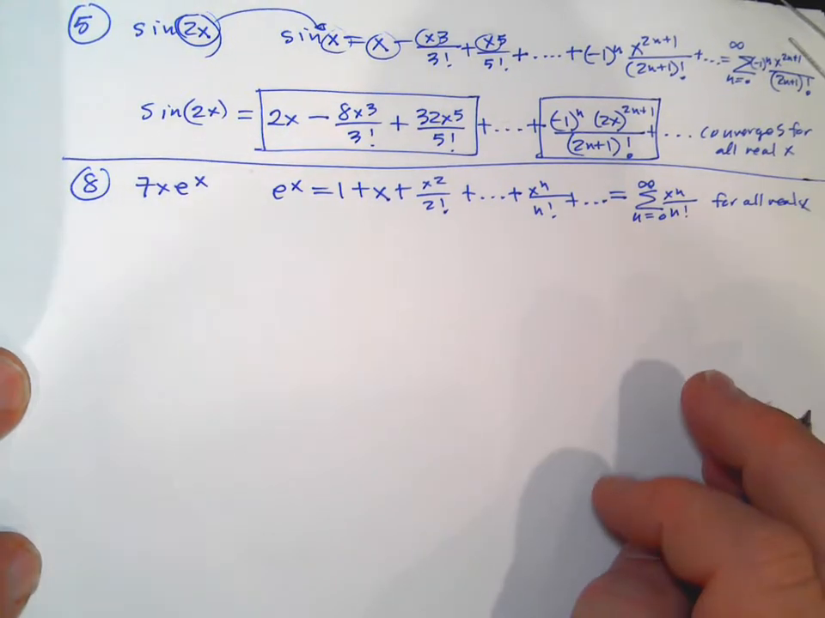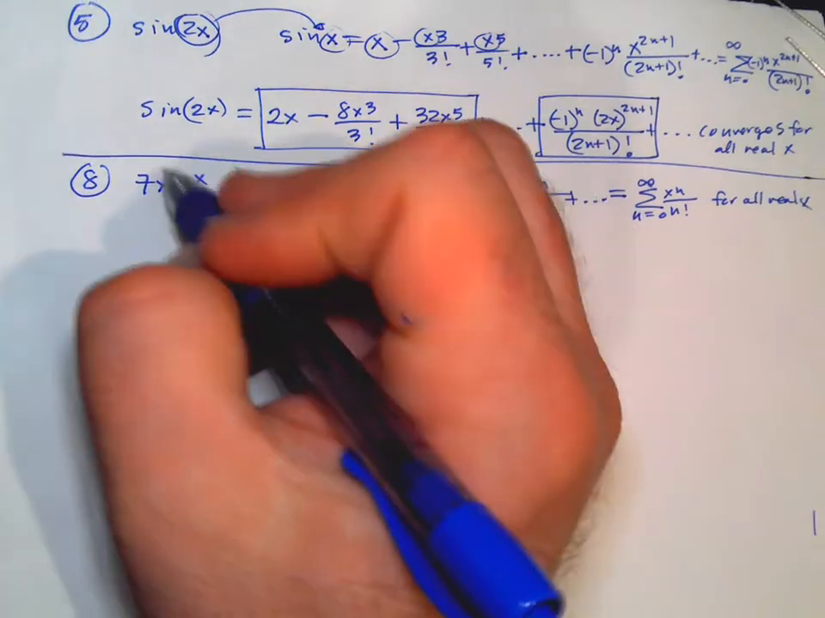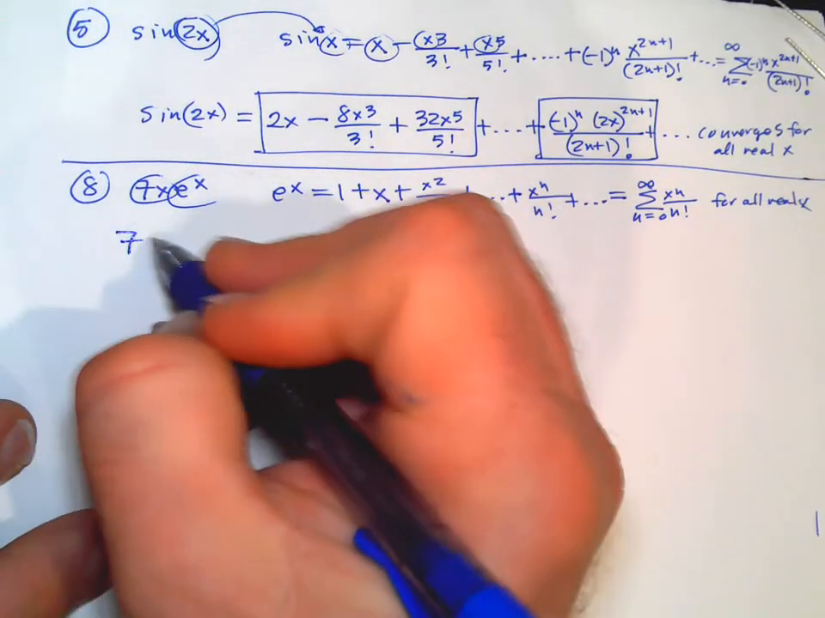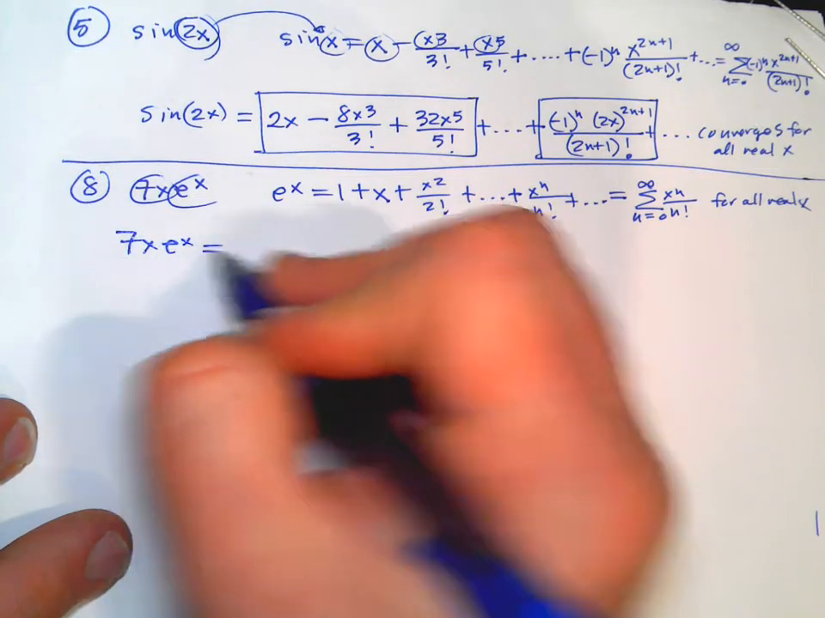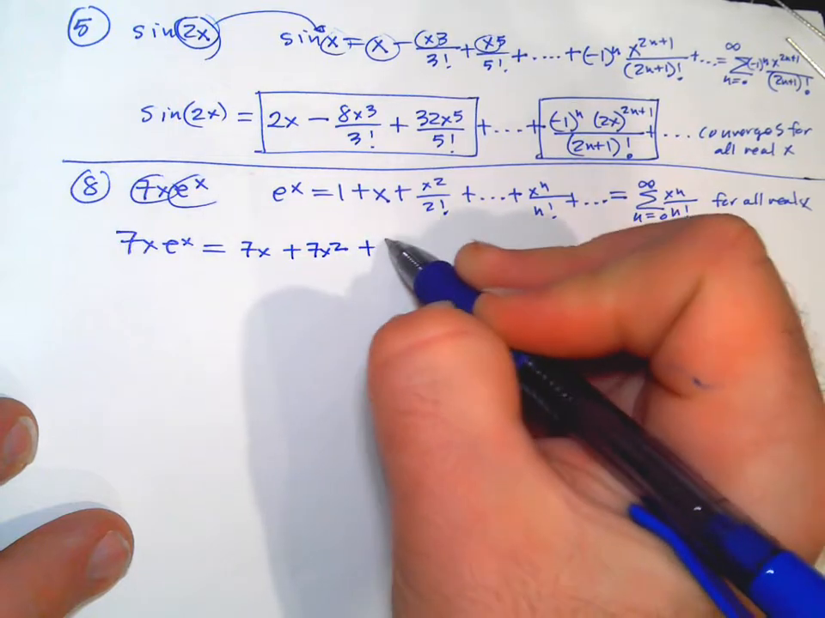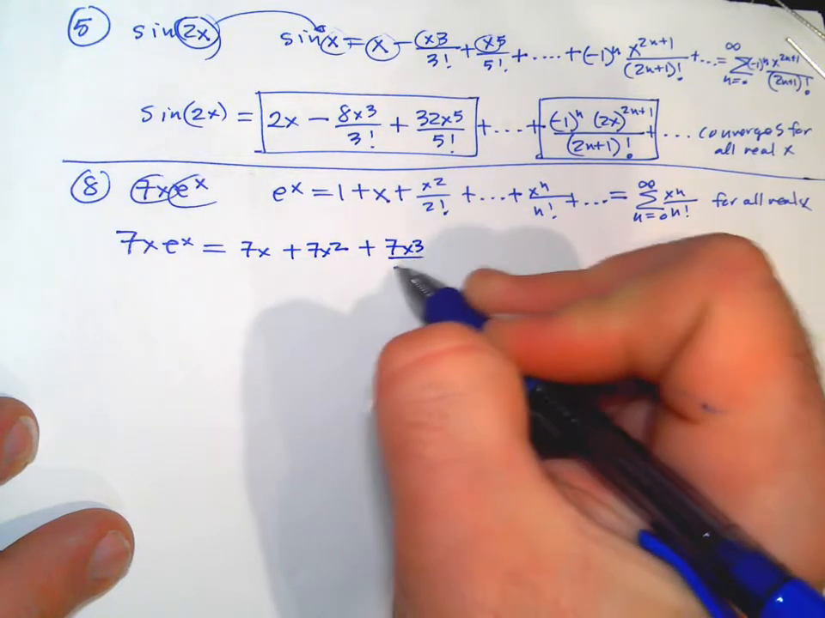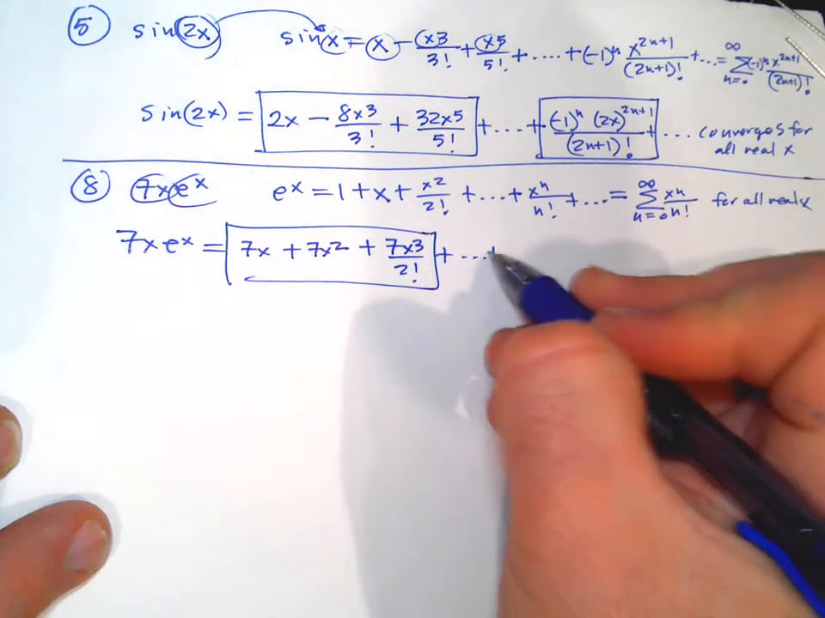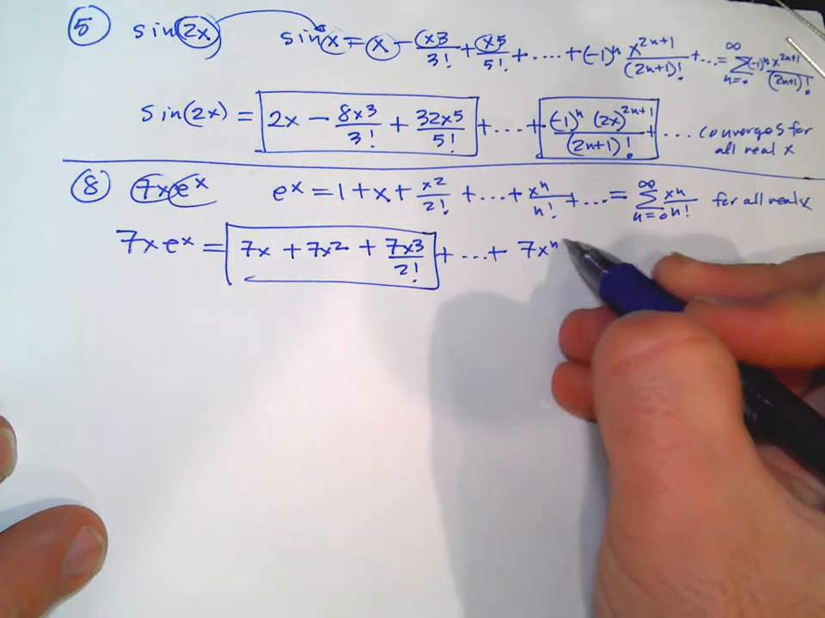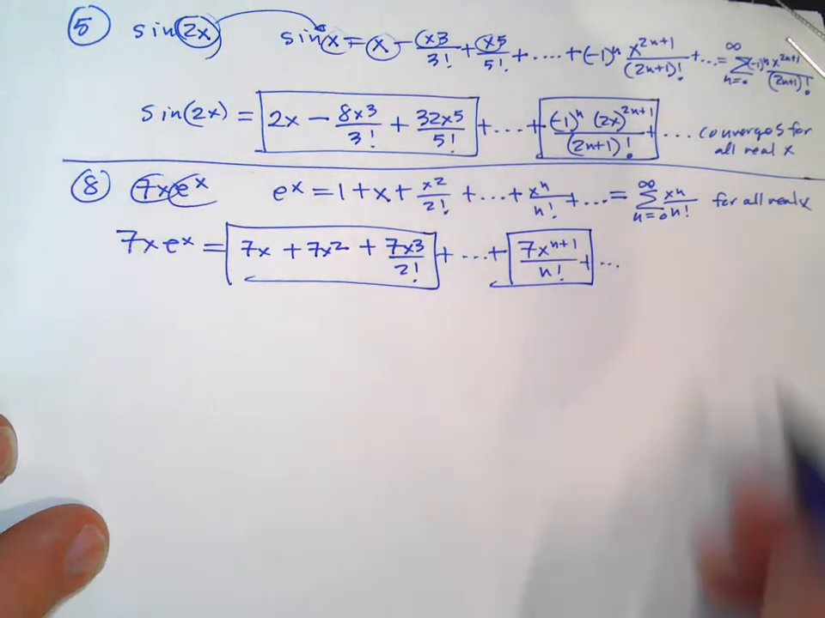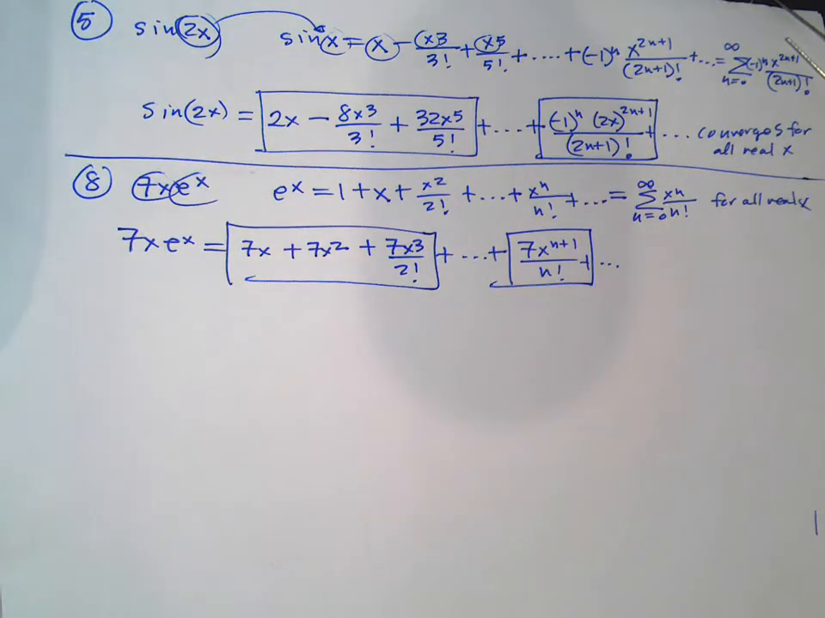Okay? So what we could do is say, oh, well, let's just multiply e to the x by 7x. Just distribute a 7x to all this. 7x plus 7x squared plus 7x cubed over 2 factorial. That's the first three non-zero terms. 7x to the n plus 1 over n factorial plus dot, dot, dot. Done. I mean, that's the way to do it, right?